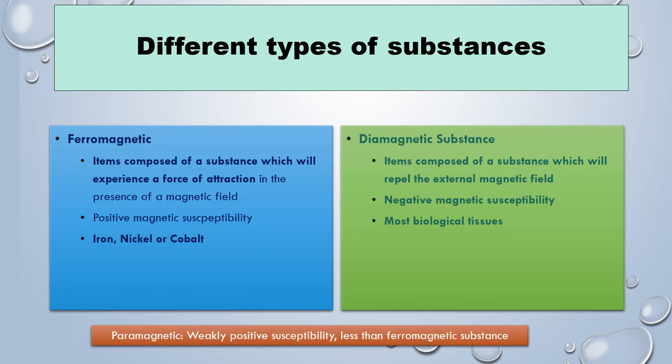There are different types of substances with different magnetic susceptibility. For example, ferromagnetic substances experience a force of attraction in the presence of a magnetic field. So they have positive magnetic susceptibility, such as iron, nickel, or cobalt. Most biological tissues are diamagnetic substances. That means they repel the external magnetic field, and they have negative magnetic susceptibility. And there's a third type known as paramagnetic substances. They are very weakly positive, so less than the ferromagnetic but more than the diamagnetic substances.